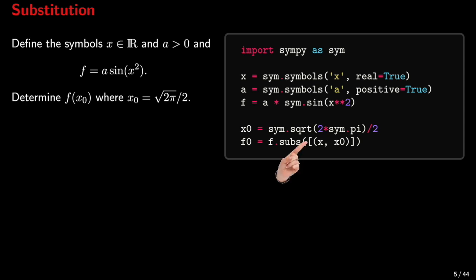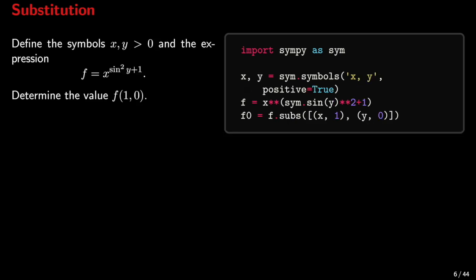This is what the square brackets are used for in Python. Each substitution is a tuple. Here the pair x, x0 in parentheses means that x is set to x0.